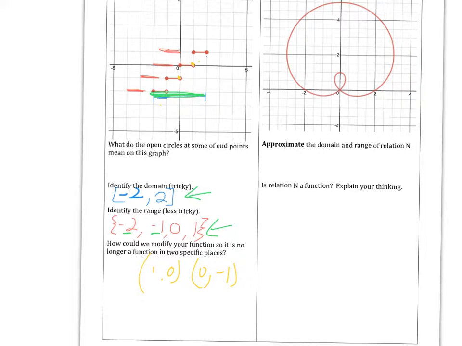For the next one, we've got relation n. I've got to approximate the domain and range. I went for a pretty picture instead of one that makes sense as far as finding domain and range. And it doesn't quite end up at 3 or at -3. It's a little past that because that's where that seems to have endpoints. But that's pretty close. So my domain for this might be something like -3 to +3. And it looks like that hits those points, so let's call it that.